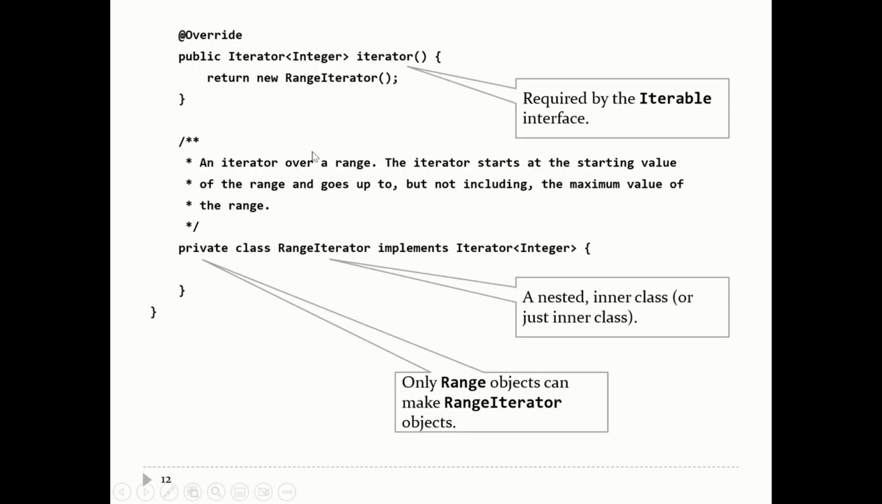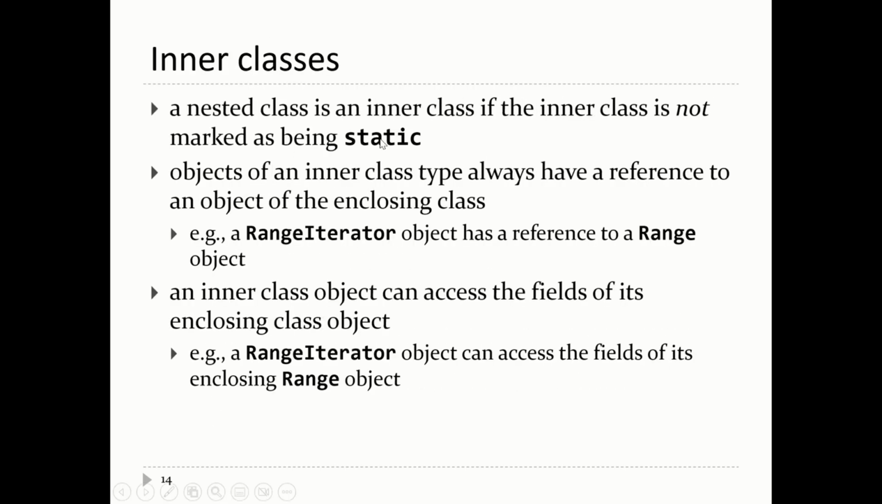Let's go back here. This is just private, blah, blah, blah. The keyword static doesn't appear anywhere here. You can mark a nested class as being static, and then it means something else, which I'll tell you about in a couple of weeks.